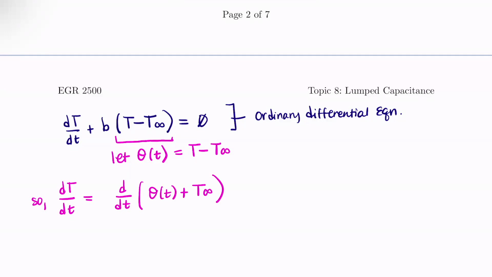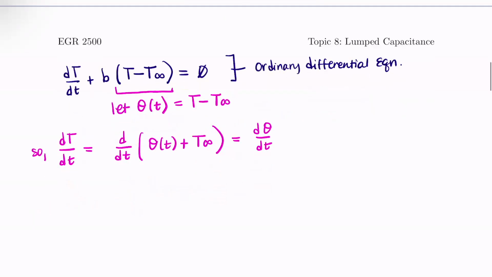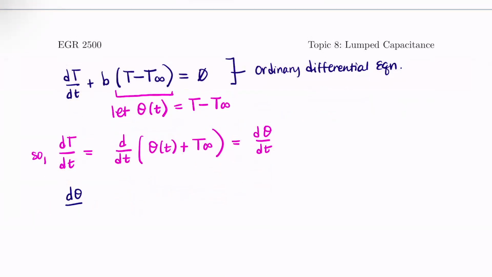And T infinity is a constant, so it is not going to change with respect to time. If you remember, we said that the temperature of our water bath, or fluid bath I guess I should say, is constant. So that means that this is just d theta/dt. All right, so I'm going to put this all together, and I have finally that d theta/dt plus B times theta is equal to 0.